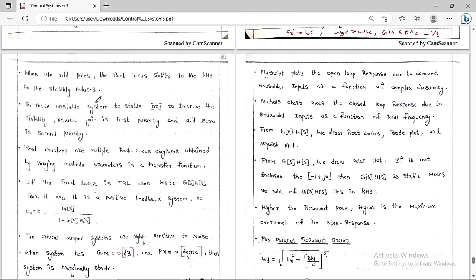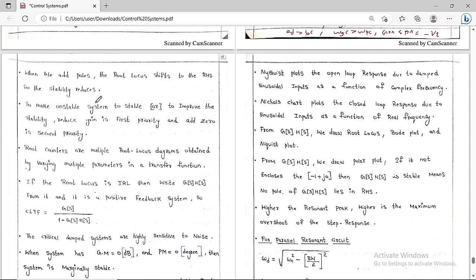Now the next point is, in order to make an unstable system stable or to improve the stability, reducing the gain is the first priority and adding a zero is the second priority. As I've already told you, if you want to improve the stability of the system or make an unstable system stable, the first thing you have to do is reduce the gain. So reducing the gain is the first priority and adding the zero is the second priority.